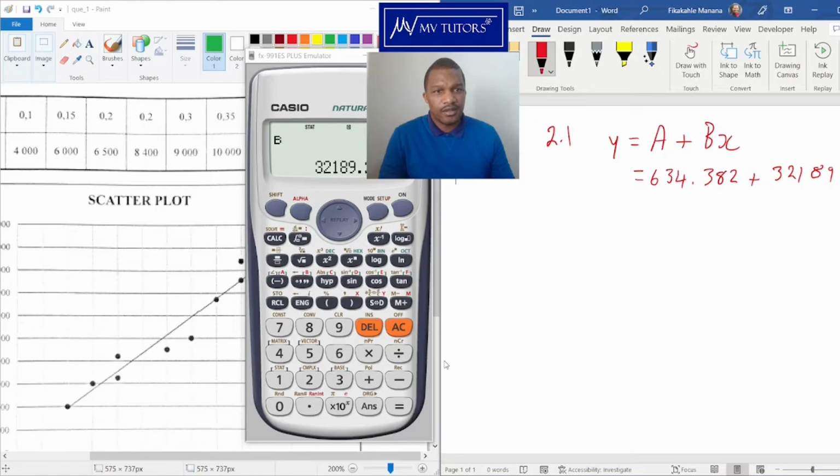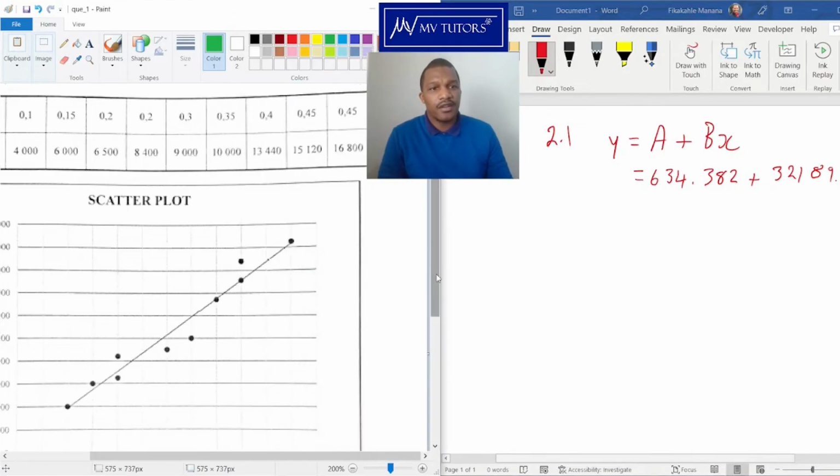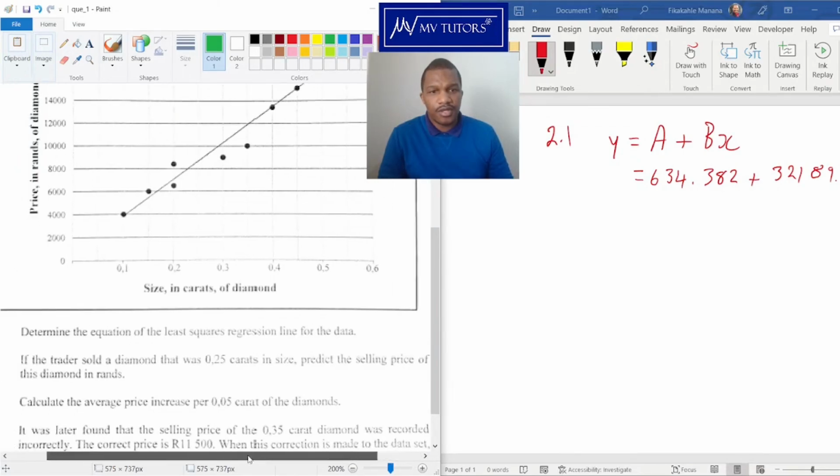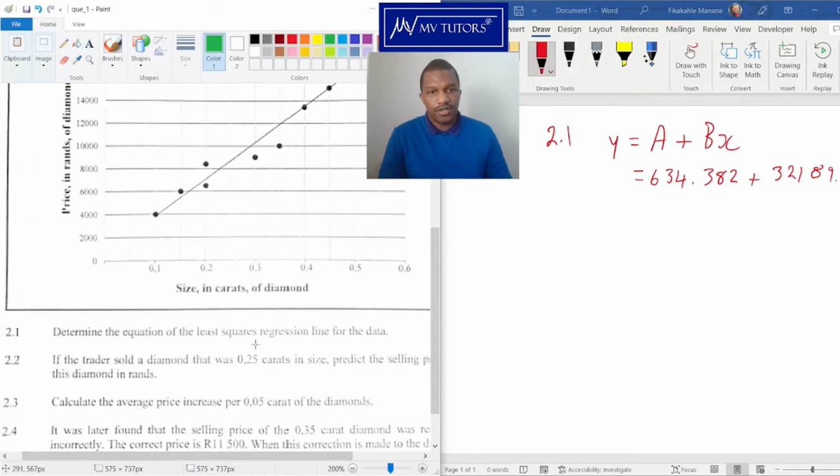That's a value of 32189.263, and then X. There's an X at the end there. Okay, I didn't have enough space to complete that, but 263X. That's cool. So that's our final answer in this question, because they asked to determine the equation of the line. There it is. Okay, next question.